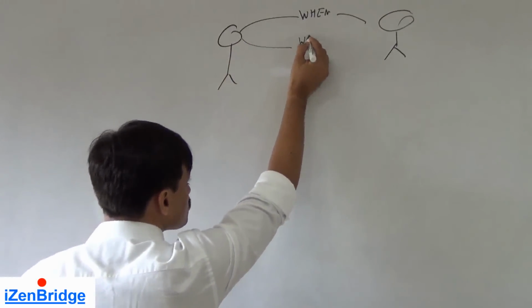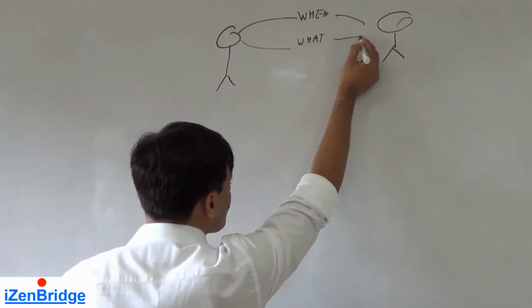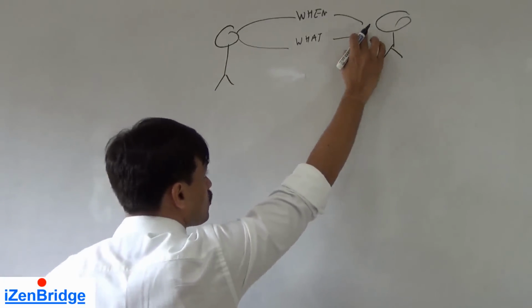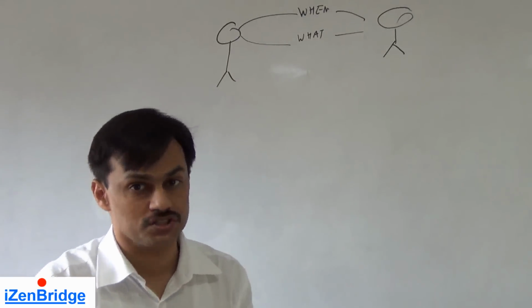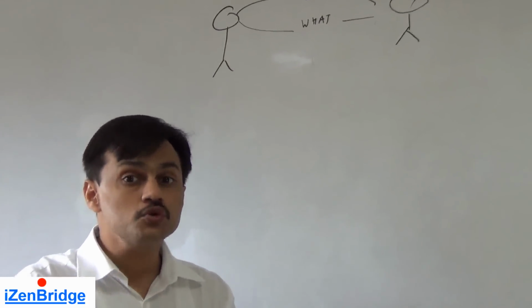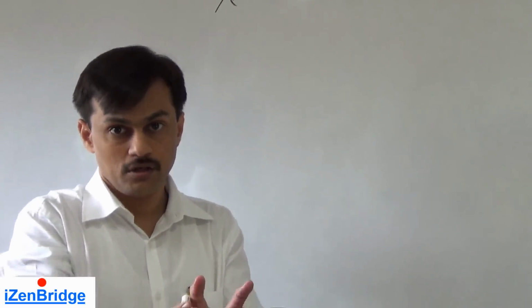Then second comes "what," or the priorities. When we are talking about priorities, what is important? What should we do first? Which feature should go in this particular product?